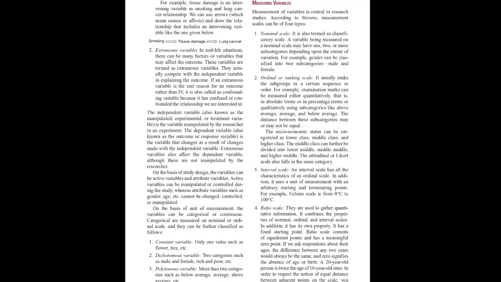For example, examination marks can be measured either quantitatively, that is, in absolute terms, or in percentage terms, or qualitatively using subcategories like above average, average, and below average. The distance between these subcategories may or may not be equal. The socioeconomic status can be categorized as lower class, middle class, and higher class. The middle class can further be divided into lower middle, middle, and higher middle. The attitudinal or Likert scale also falls in the same category.